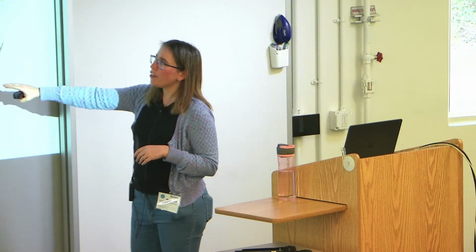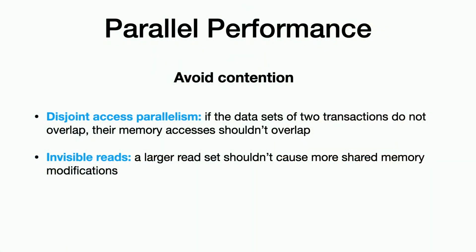The other very common property that is known to improve parallelism in transactional systems is called invisible reads. Intuitively, that means that when you read data items, you shouldn't be making low-level memory changes. If you have two transactions with the same write set, but one of them has a bigger read set, the one with the bigger read set shouldn't be making more modifications to the memory. That's what invisible reads mean.